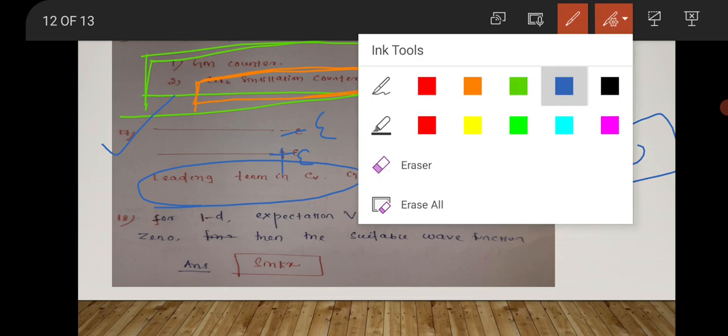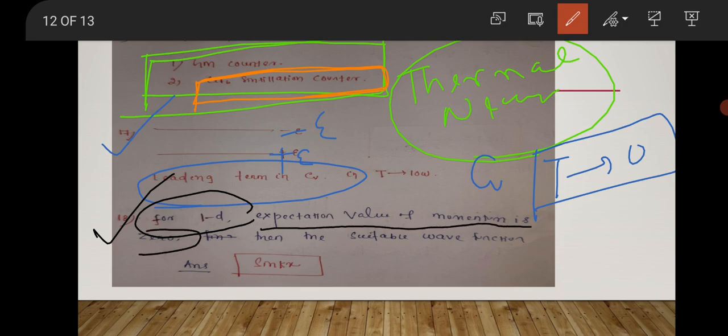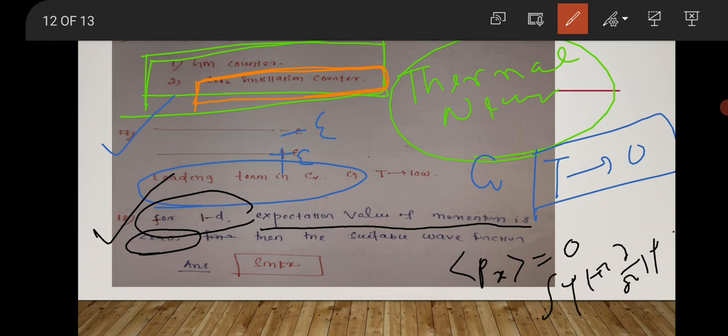Then there is a very easy question, for a one dimensional system. If the expectation value of the momentum, that is Px expectation, is 0, then which of the following can be a suitable wave function? So no doubt, if Px expectation is 0, then the integral of psi star times minus i h bar del by del x of psi dx equals 0. Okay, so the wave function should be odd in nature, so sin kx will be the correct answer to the question.